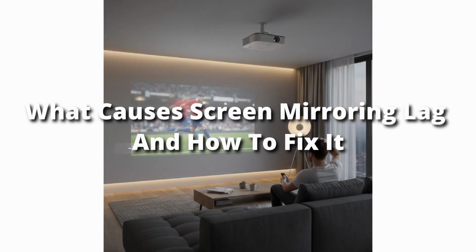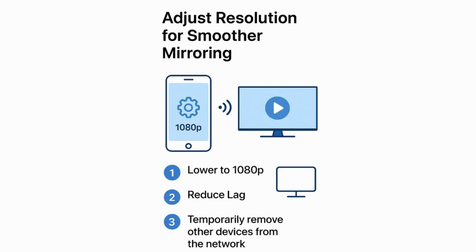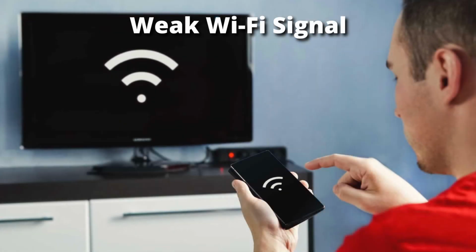What causes screen mirroring lag and how to fix it? Screen mirroring lag usually happens because the phone, TV, or network cannot transmit and process the video fast enough in real time. The most common causes are weak Wi-Fi, interference, overloaded devices, or high-resolution streaming. Now let's take a look at some of the fixes.